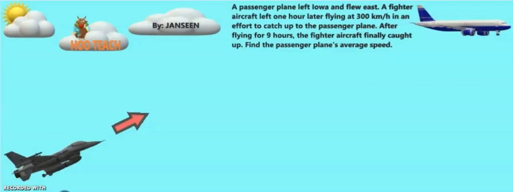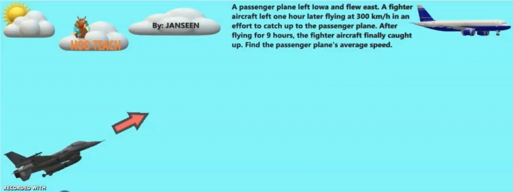A passenger plane left Iowa and flew east. A fighter aircraft left 1 hour later, flying at 300 kilometers per hour in an effort to catch up to the passenger plane. After flying for 9 hours, the fighter aircraft finally caught up. Find the passenger plane's average speed.